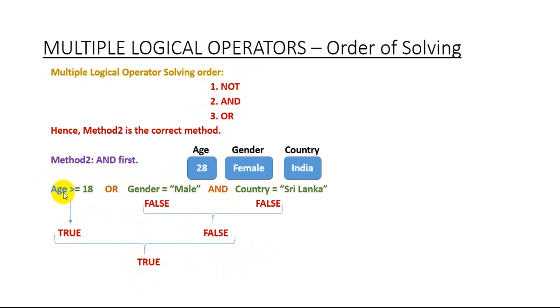So this expression, age greater or equal to 18 or gender equals male and country equals Sri Lanka, will evaluate to true if the data is like this. If the data is different, accordingly it will evaluate. But for this particular set of data, it will evaluate to true. Whereas if we had done the OR first, as we saw in our previous example, this should have evaluated to false. So you know now that this should be evaluated AND first and then only OR after that.